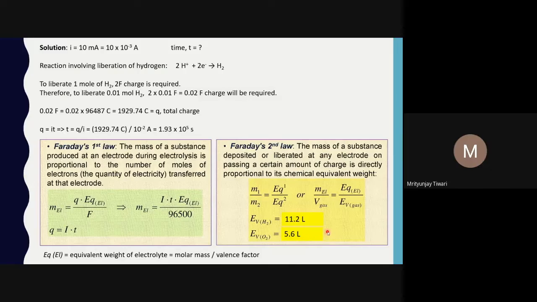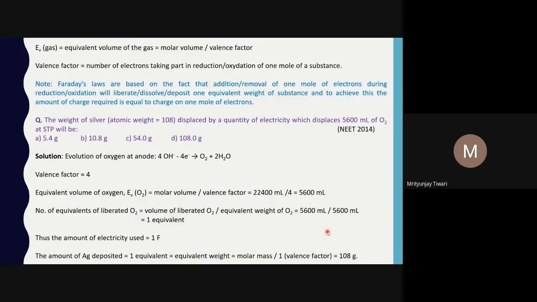The valency factor is 4, but 1 mole of O2 at STP, we know, acquires 22.4 liter of volume. So one equivalent of oxygen will acquire what? 22.4 by 4 means 5.6 liter, and 5.6 liter means 5,600 ml. So 5,600 ml of oxygen, if it is at STP, means 5,600 divided by the equivalent volume.